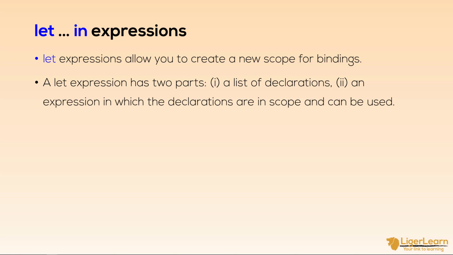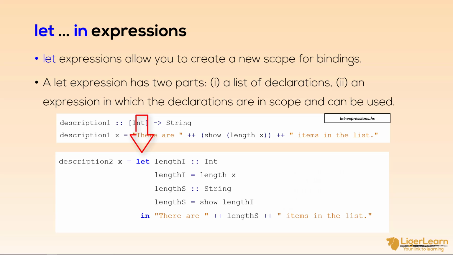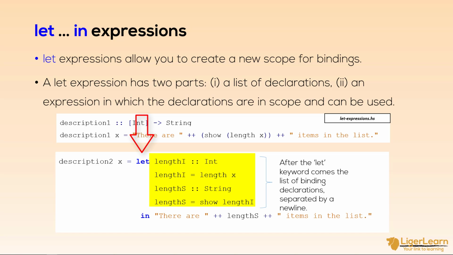Let's make this concrete by looking at the same toy example as we did for where clauses. Here we have the same function, description1, which takes in a list of ints and returns a string describing how many items are in the list. Let's implement the same functionality using a let expression which breaks down the intermediate steps of calling the length and show functions. We begin the definition of the let expression by using the let keyword and defining a list of declarations, each separated by a new line.